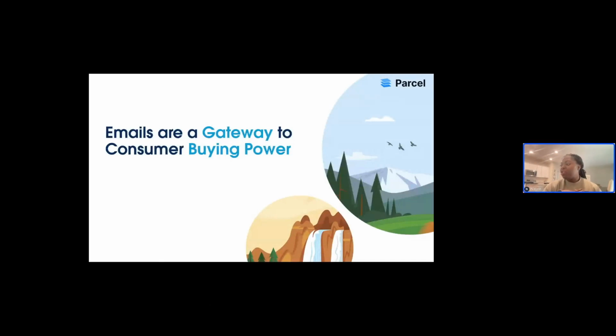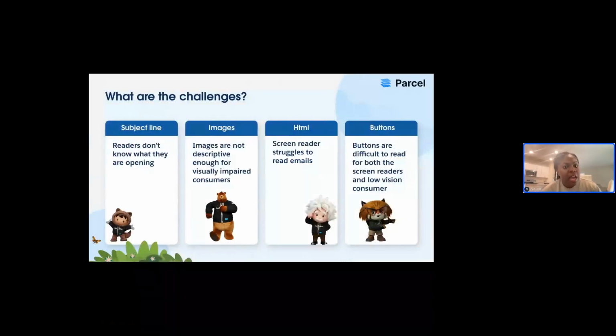But what is contributing to our loss? It's the things that we're doing. What's the issue? Well, the challenges are our subject lines. Our challenges are the images that are in our emails. Our challenges are the structure in which our emails are being built in. They're not easily comprehensive to the computer screen readers. And our buttons are barely being seen. They're not being read. They're not easy to digest.